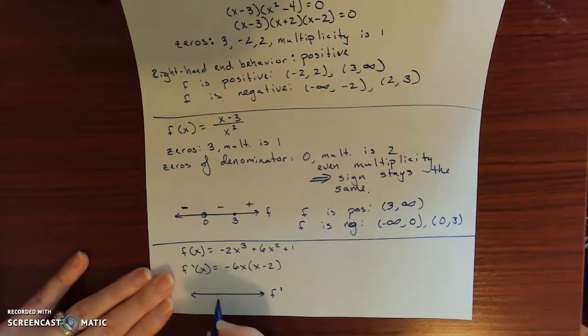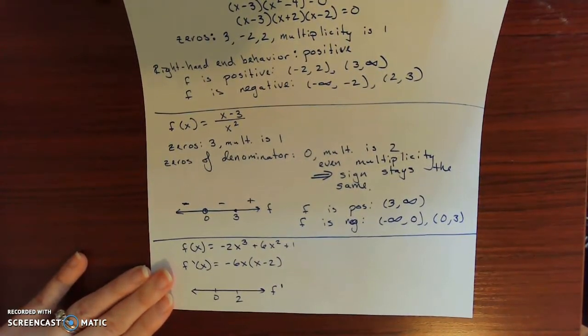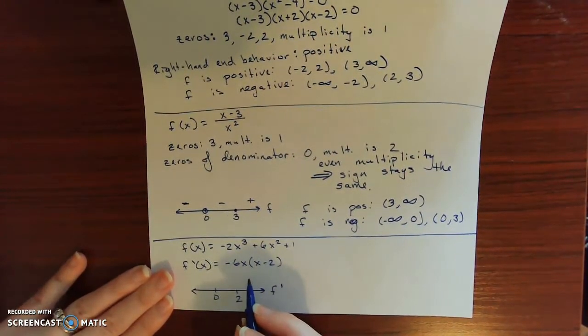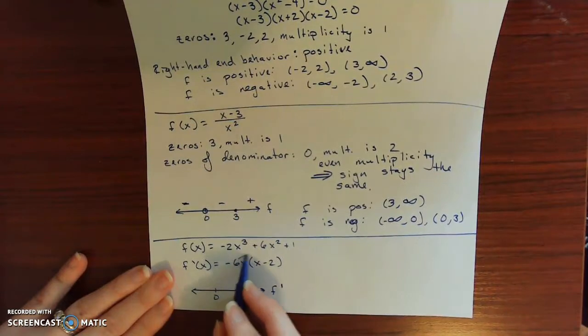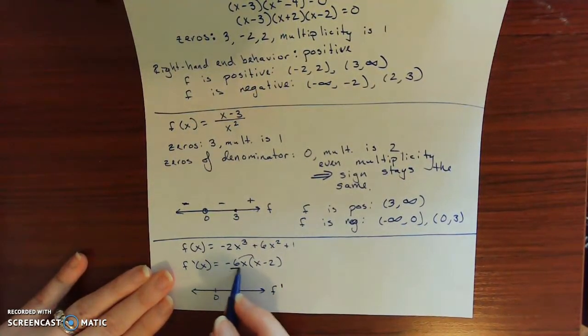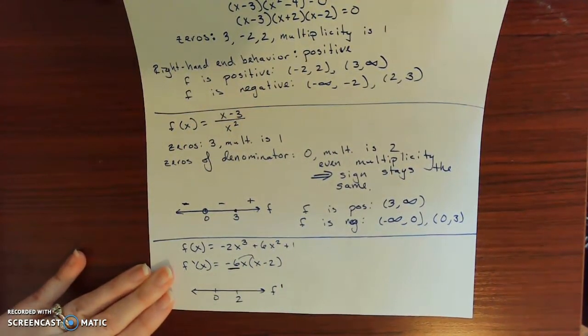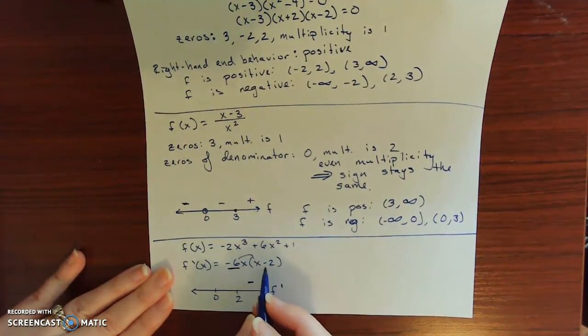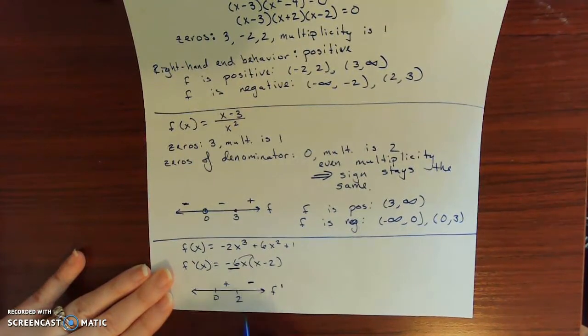Again, notice I'm labeling my number line. The zeros were 0 and 2. But to make this quick, let's use this multiplicity method. But what's the right-hand end behavior here? Well, my leading coefficient, my largest degree term, the coefficient is negative 6. So that means my right-hand end behavior is negative. The multiplicity of this factor is just 1, so I'm going to change sign. The multiplicity of this factor for 0 is also 1, so I'm going to change sign.